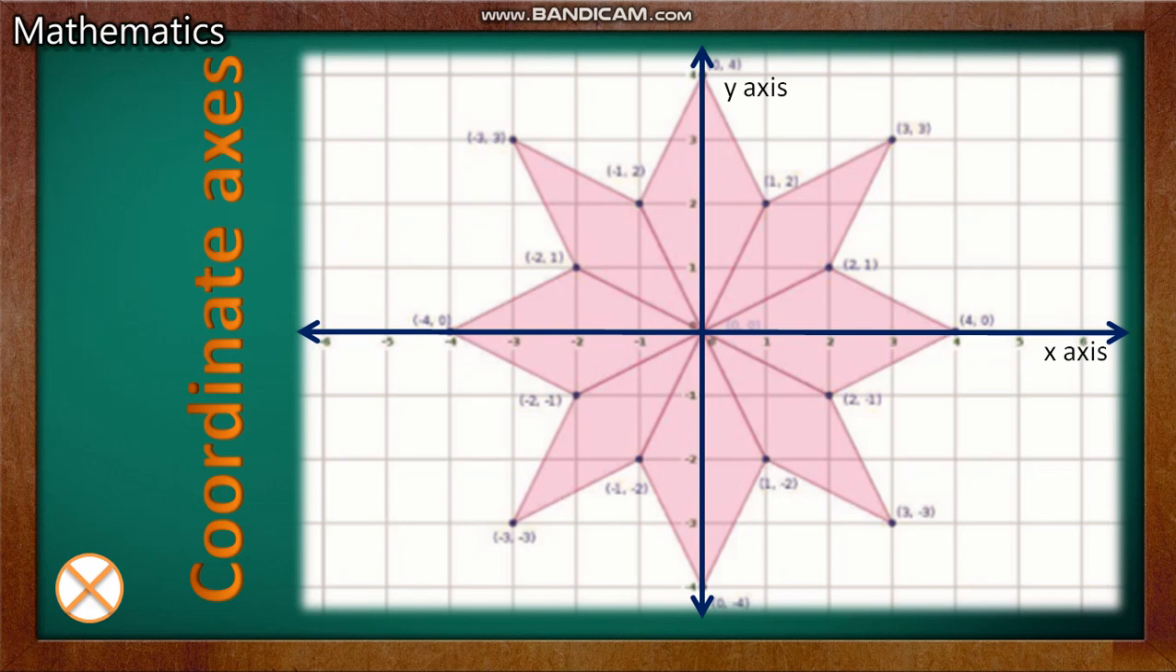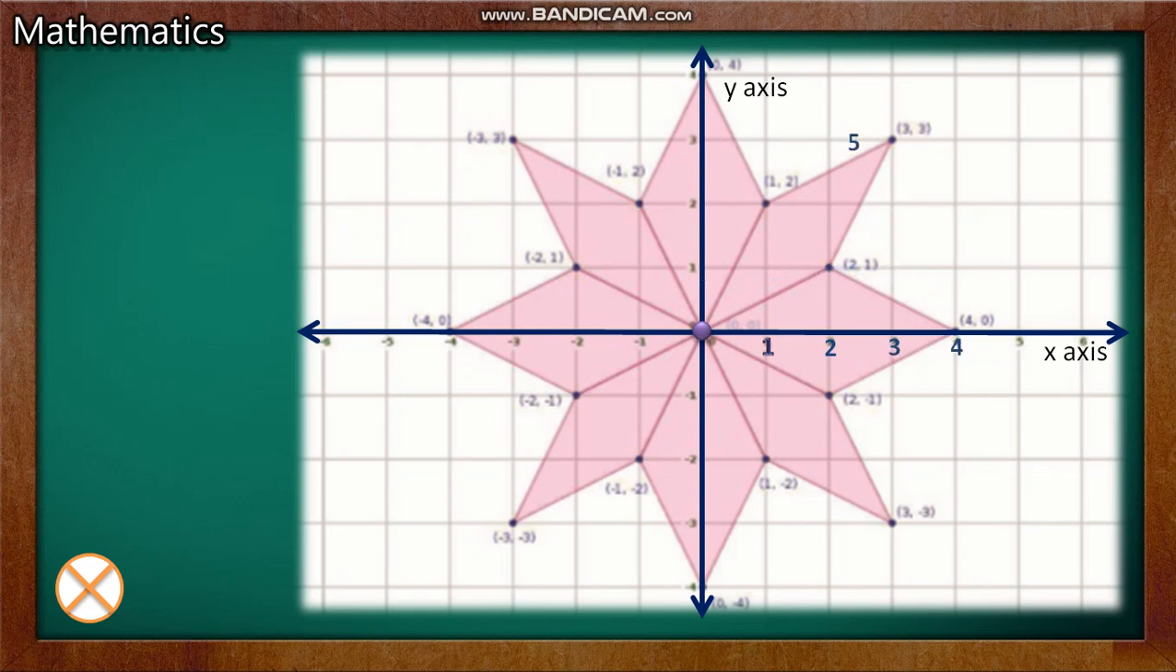Okay, now we want to mark the numbers. This is the origin. I told you the coordinate at the origin is 0 0. The meeting point of the x-axis and y-axis is the origin. The coordinate at the origin is 0 0. Okay, and mark here 1, 2, 3, 4, 5.